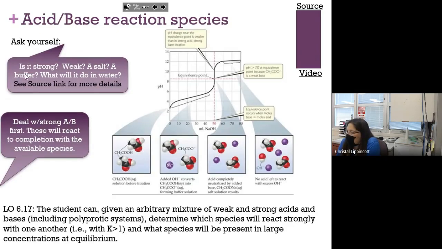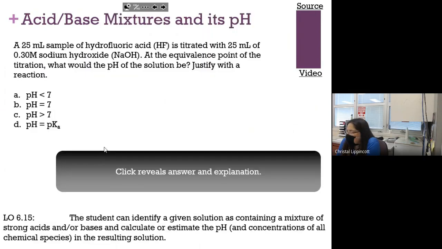Okay, ask yourself, is it strong, weak, a salt, a buffer? What will it do in water? And then deal with the strong acid base first. These react to completion with the available species. Let's see if you can figure out what this is going to be as far as an answer.